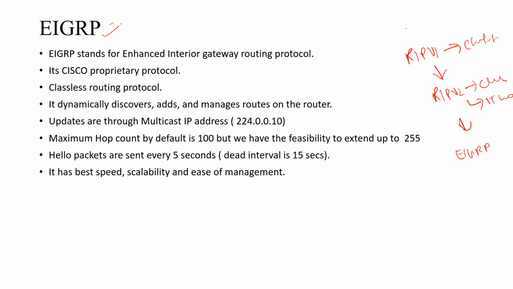Here, EIGRP is a Cisco proprietary protocol. It is developed by Cisco. And the administrative distance is there too. The maximum hop count is by default 100, but we have the capability to update it up to 255. Updates are through multicast IP addresses. That is about EIGRP. While configuring EIGRP, we'll have many things, how they are configuring the routes and all. We'll discuss that.